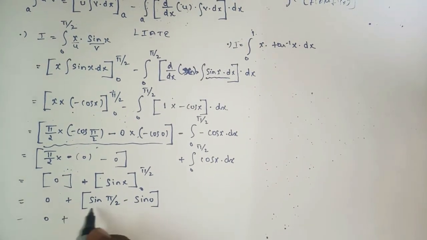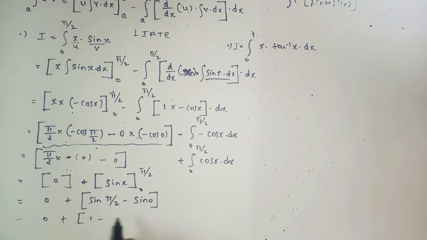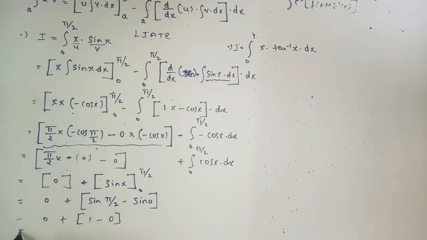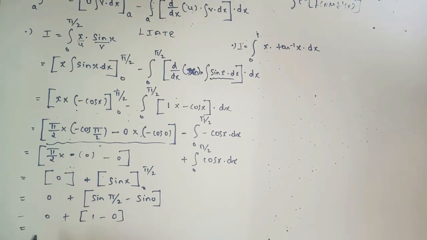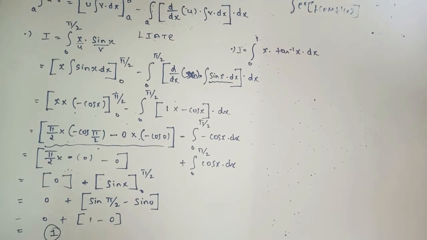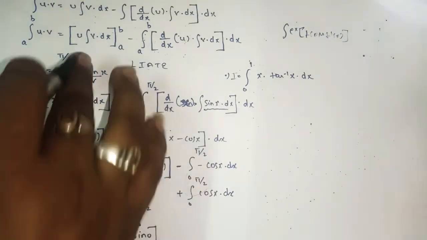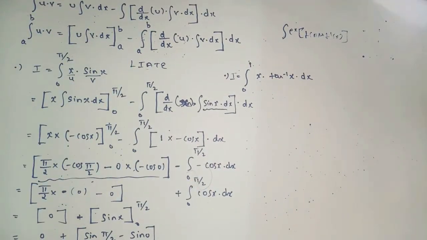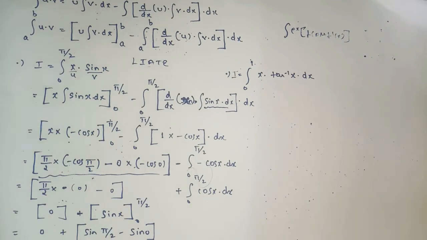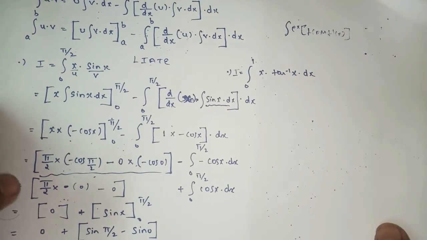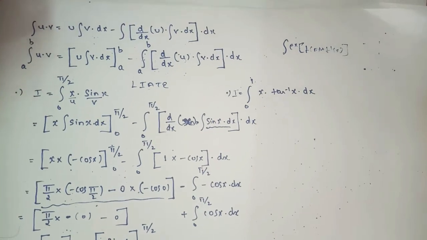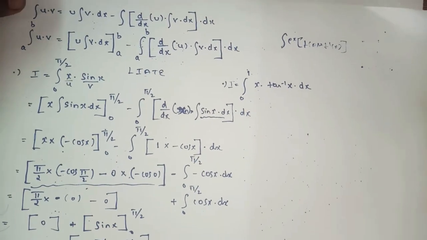So sin 90 is what? 1. And sin 0 is what? 0. So here in the final step we are left with 1. Okay, so here we got the answer for this sum. This was the sum based on u into v.